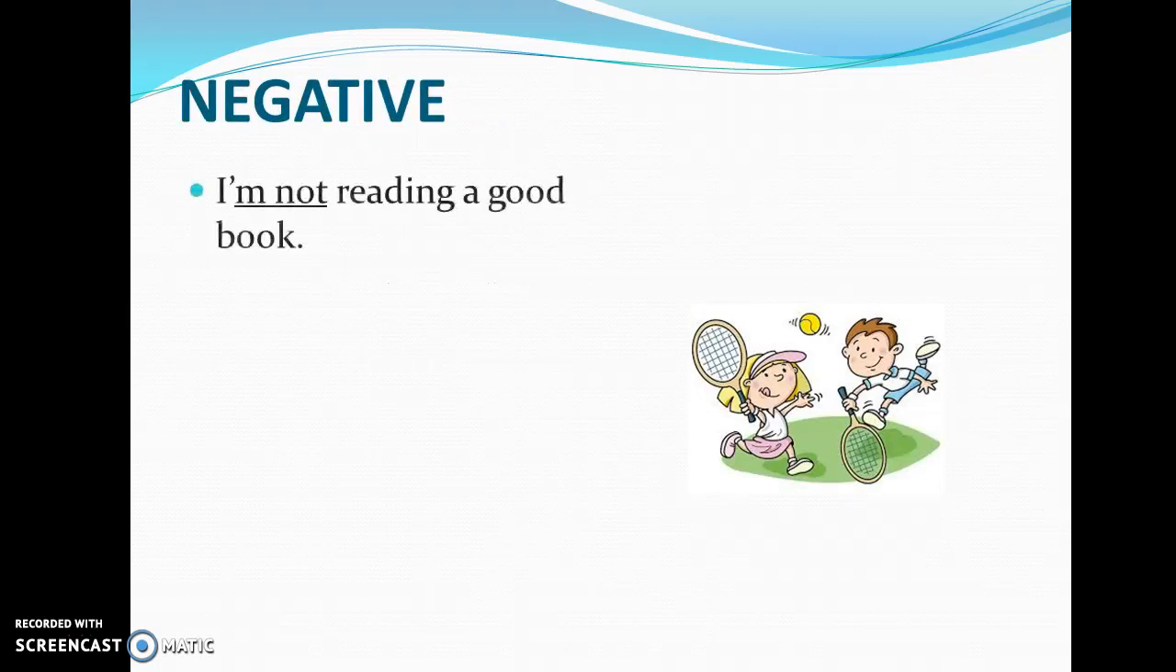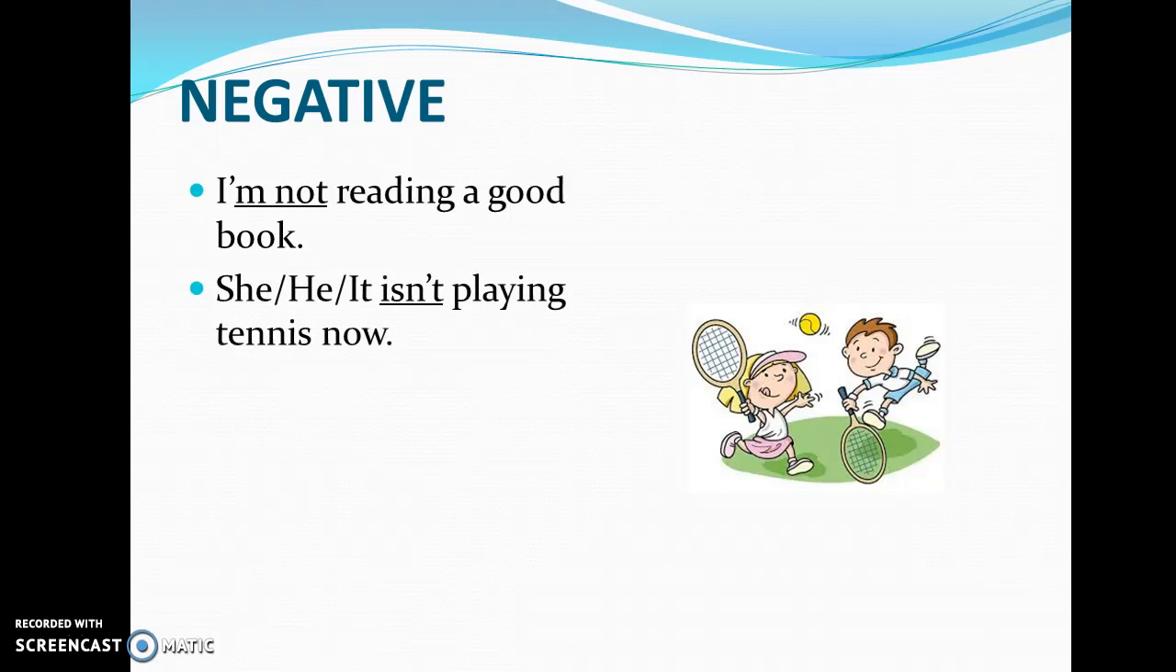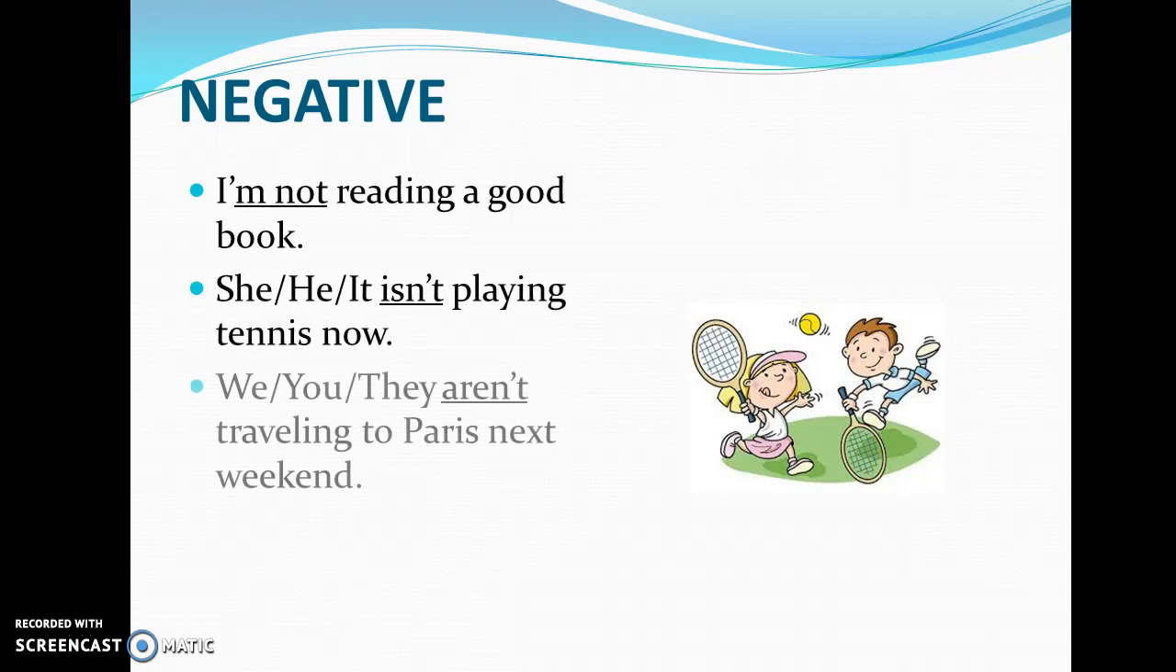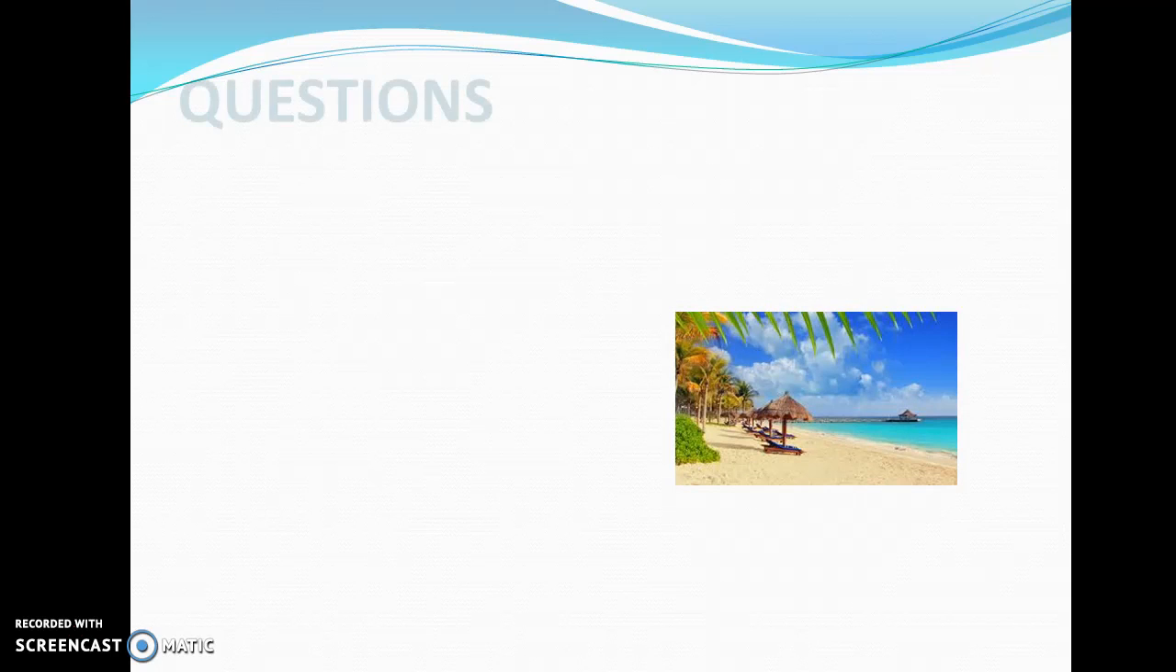Negative form is just changing the verb to be to negative form. I'm not reading a good book. We keep the ing. He, she isn't playing tennis now. And we, you, they aren't traveling to Paris next week. We use the verb to be in negative form, and that's it.